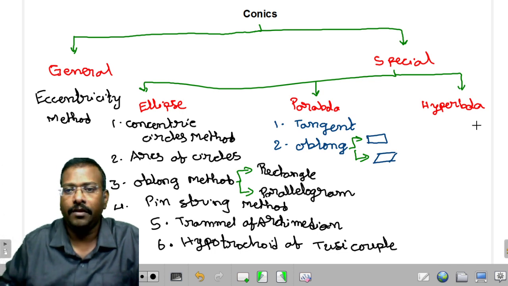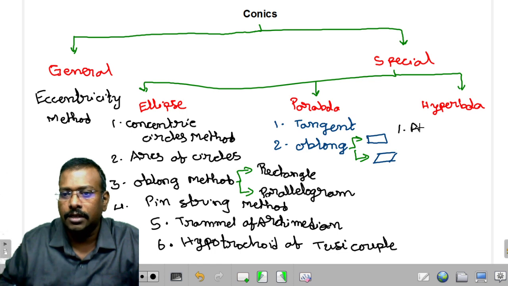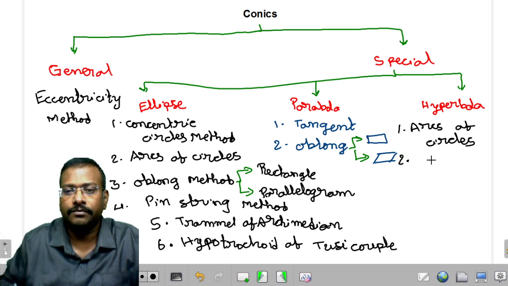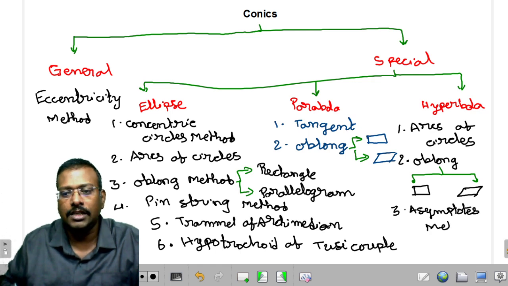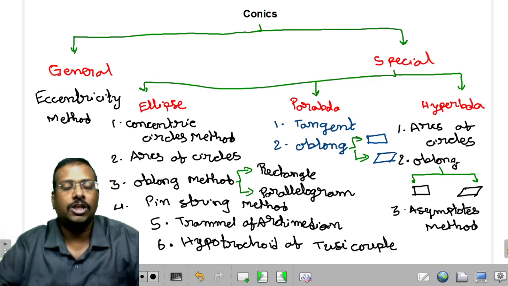For hyperbola, there are different methods. First one is the arcs of circles method. Second one is the oblong method. We are already aware that once there is the word oblong, definitely there are 2 methods: first one is the rectangle method, another one is the parallelogram method. And the third one is the asymptotes method. So these are the different methods for constructing the conics.